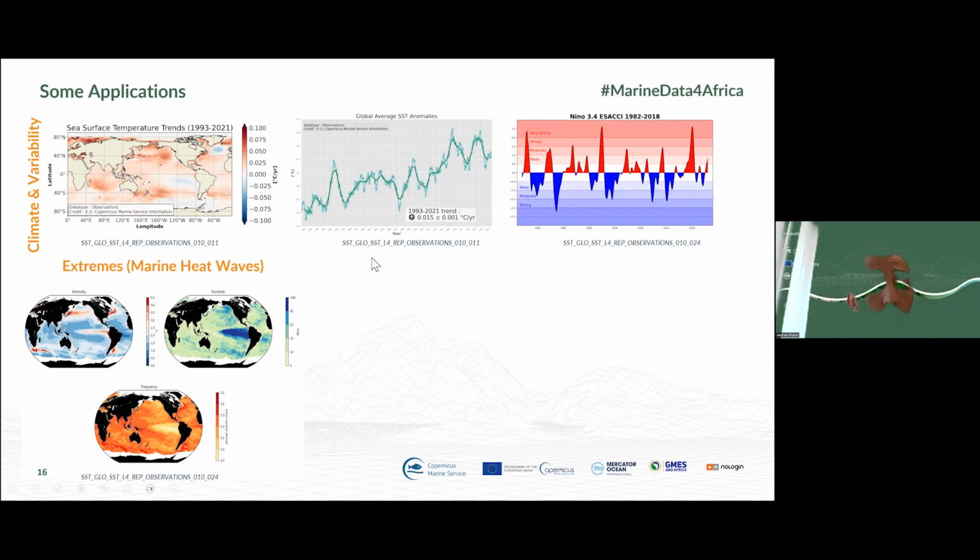You can use multi-year products to evaluate extremes such as marine heat waves. In this case, I used these ESA-CCI products covering the same period, 1982 to 2018, to estimate some of the main properties of marine heat waves. And you can see the mean intensity in terms of temperature anomalies, the mean duration, and the mean frequency at the global scale.